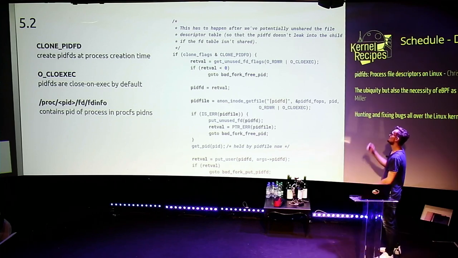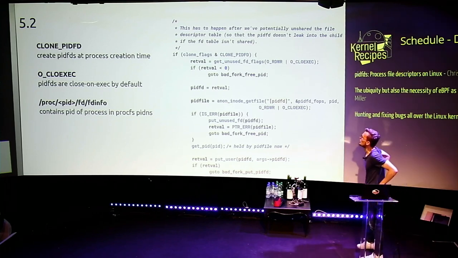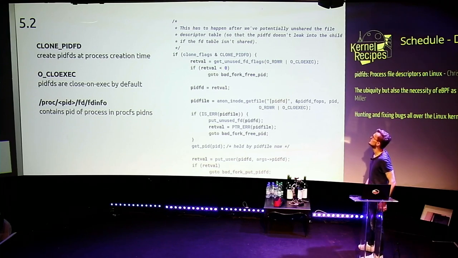So this is the code that you now find in fork, which has changed. Fork has changed over the last couple of kernel releases a bit, at least the core process creation code. Clone pidfds set, you get an anonymous inode. You stash away a struct pid in there, which I showed at the beginning. You take a reference on it, and then you return a pidfd.